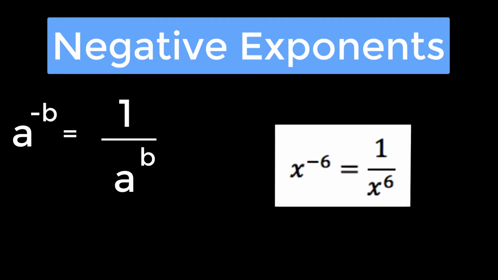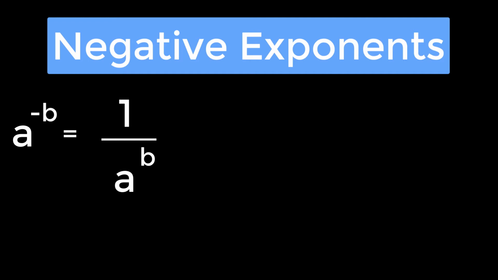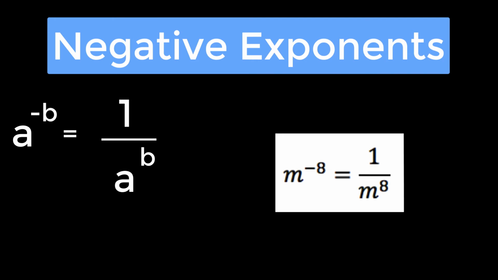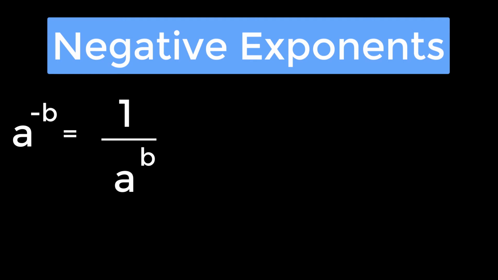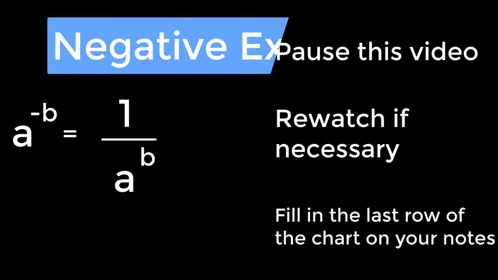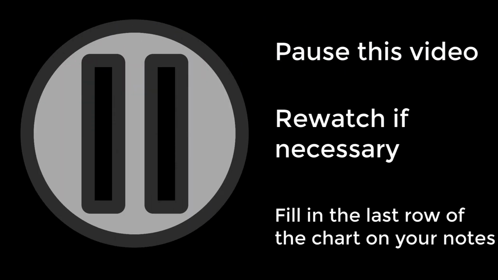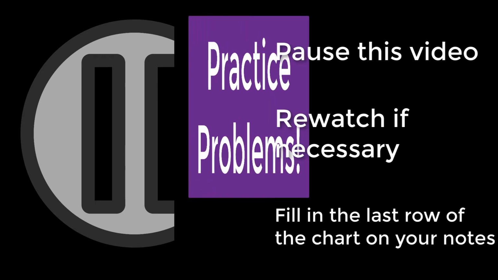X to the negative 6th equals 1 over x to the 6th. And last but not least, m to the negative 8 equals 1 over m to the positive 8. Pause this video, rewatch if necessary, and fill in the last row of the chart on your notes.